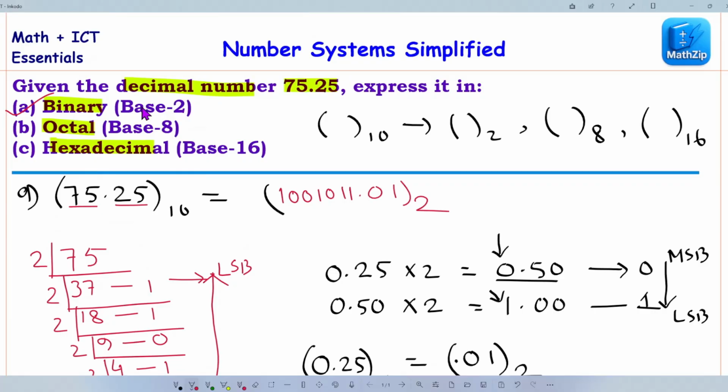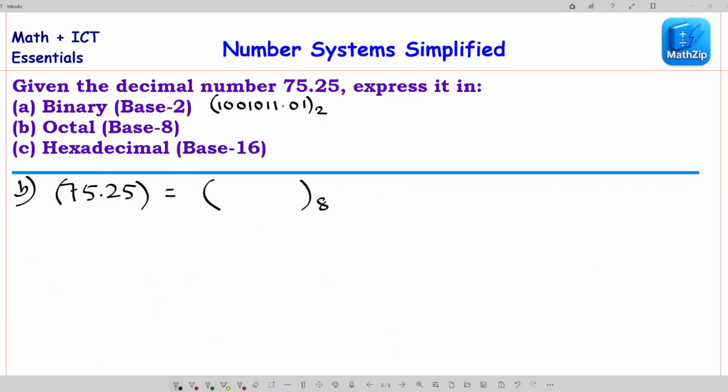Now we will start decimal to octal. So it's similar, but this one we will divide by 8. So first our target is to convert 75 to octal. So we will divide by 8. 8 times 9 is 72, right? So here is 9 and remainder what? 3.